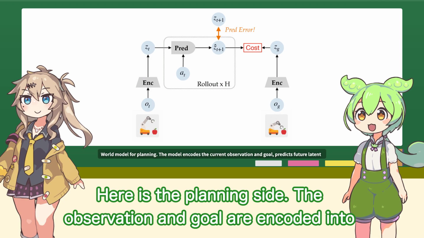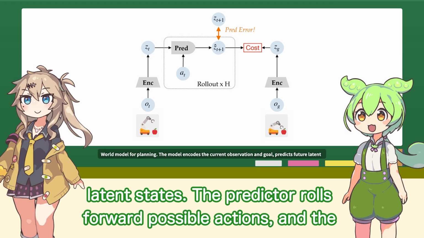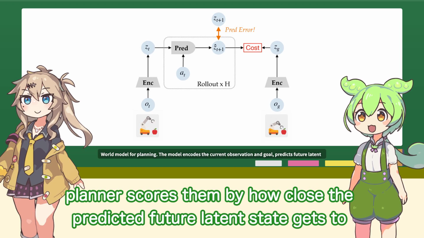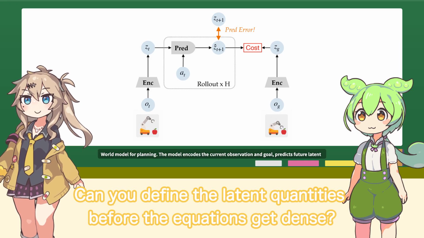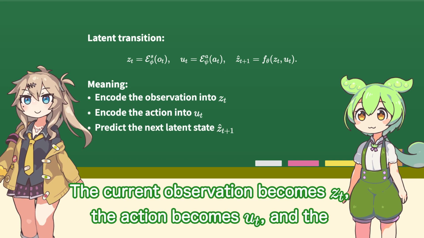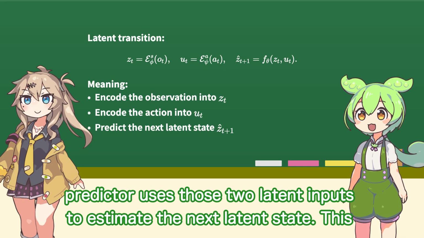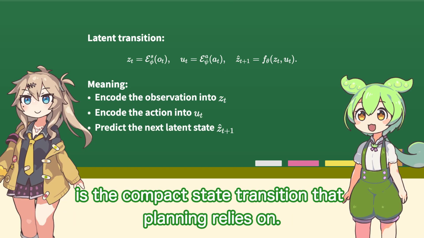Here is the planning side. The observation and goal are encoded into latent states. The predictor rolls forward possible actions, and the planner scores them by how close the predicted future latent state gets to the goal latent state. Can you define the latent quantities before the equations get dense? The current observation becomes e_t, the action becomes u_t, and the predictor uses those two latent inputs to estimate the next latent state. This is the compact state transition that planning relies on.